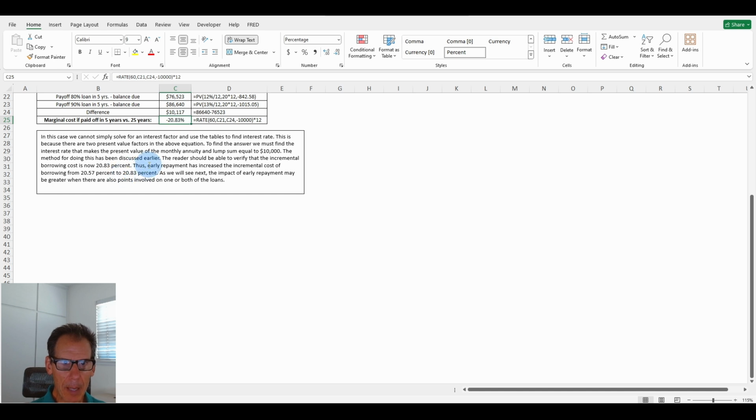Thus, early repayment has increased the incremental cost of borrowing from 20.57% to 20.83%. As we will see next, the impact of early repayment may be greater when there are also points involved on one or both of the loans.